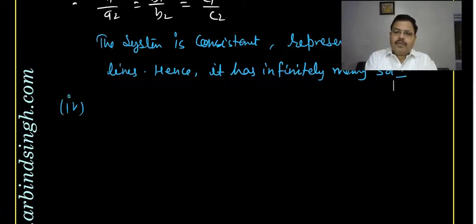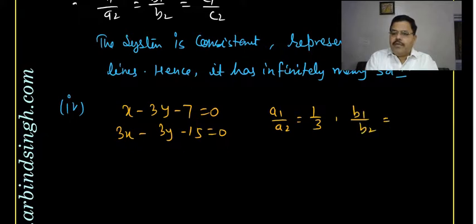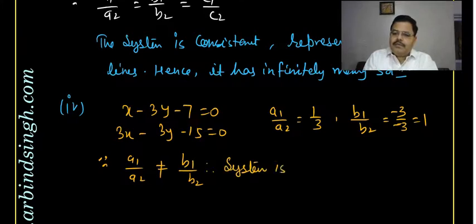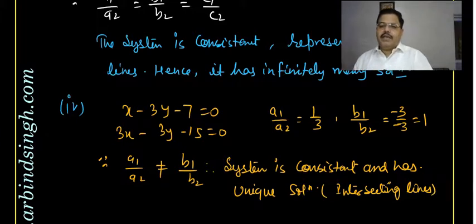Now question number 4, that is x minus 3y minus 7 is equal to 0, and 3x minus 3y minus 15 is equal to 0. Here a1 by a2 is equal to 1 by 3, b1 by b2 is equal to minus 3 by minus 3, that is 1. So since a1 by a2 is not equal to b1 by b2, therefore the system is consistent and has a unique solution, as they will represent intersecting lines, and two lines will intersect at one and only one point.